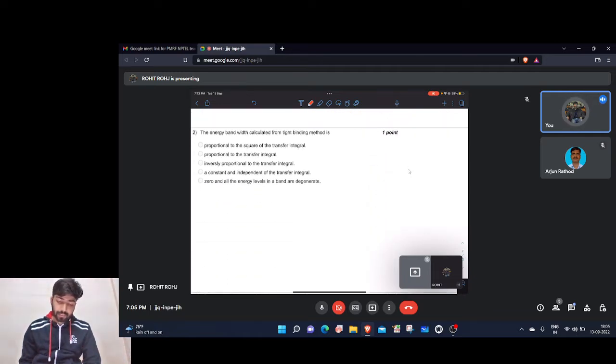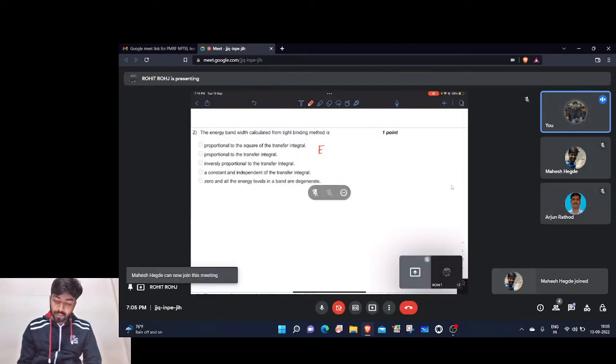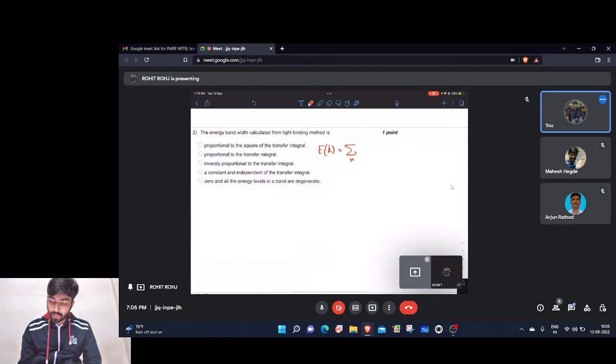Now the second question is that the energy bandwidth calculated from tight binding method is. Now if one writes the energy band dispersion relation calculated from tight binding model, one finds a sum over Rn, where this term is the transfer integral. So we can say that energy is proportional to the transfer integral. Proportional to the square? No, proportional to the transfer integral. The other options are not correct.